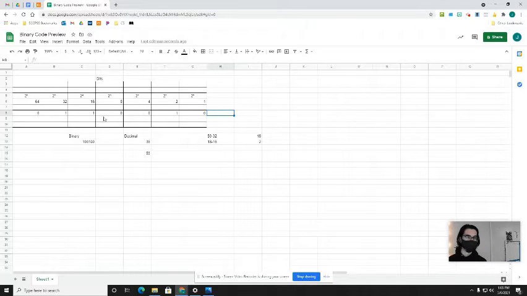So to be 50 would mean that the binary number is 0110010. And that is how we can calculate the difference between binary numbers and decimal numbers.